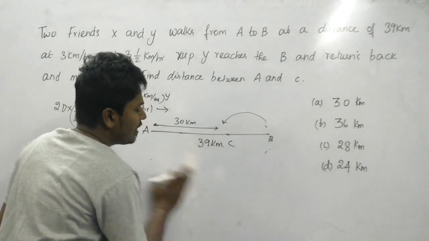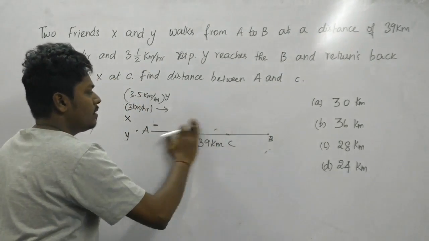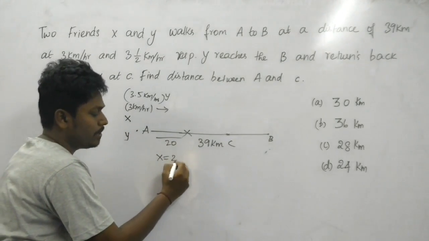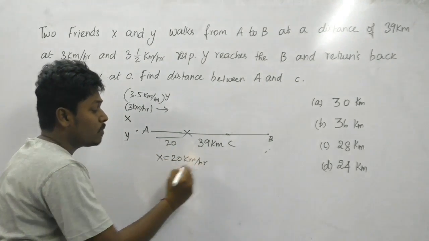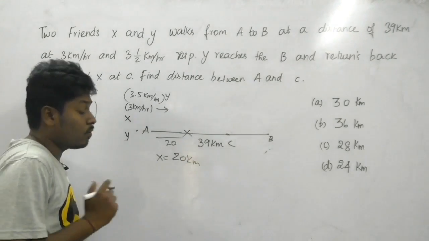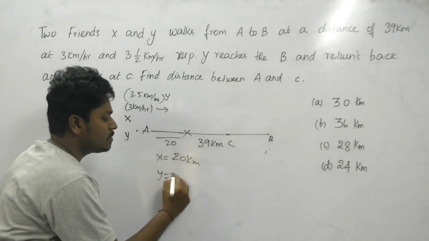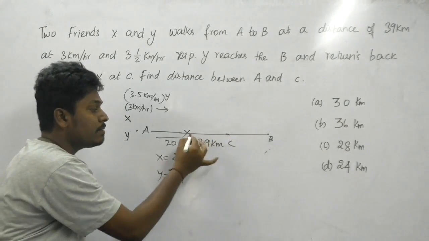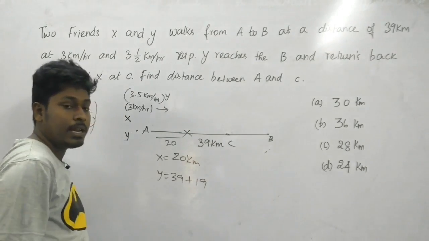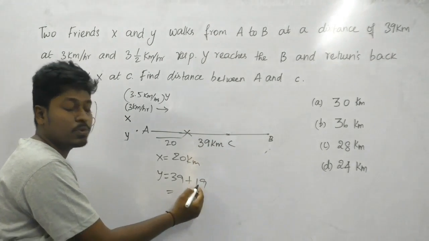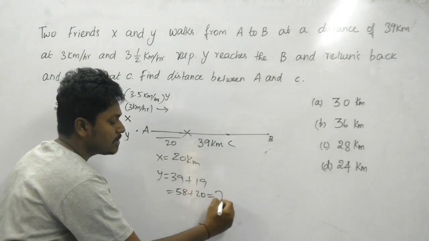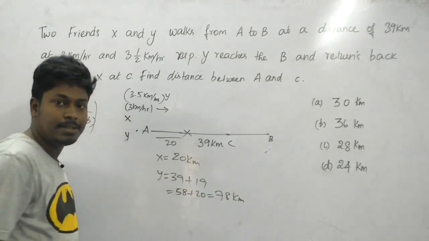People will ask why you took 30 kilometers. We can take 20 kilometers. They are meeting at 20 kilometers, so X travels 20 kilometers. Go for Y. How much does Y cover? Y is the person who travels to B, which is 39 kilometers, and he returns back. In order to come to this point, he has to cover the remaining 19. 39 plus 19 is 58, and 58 plus 20 is 78. Again the same kilometers, double the distance.